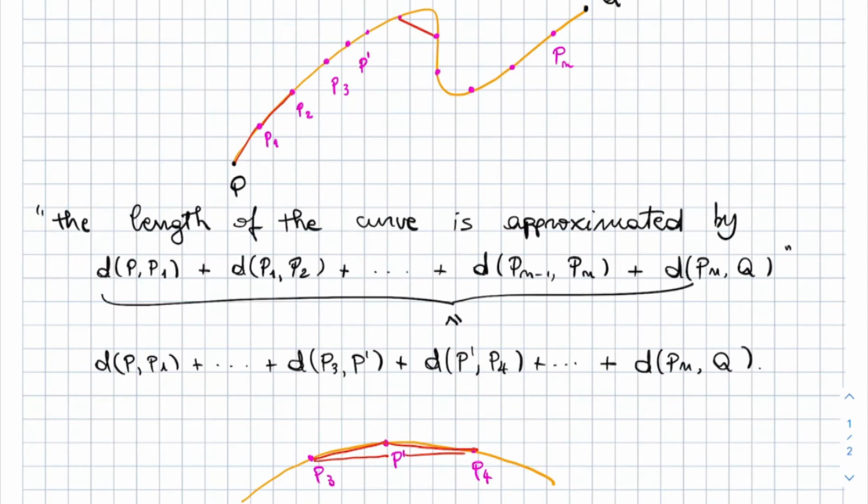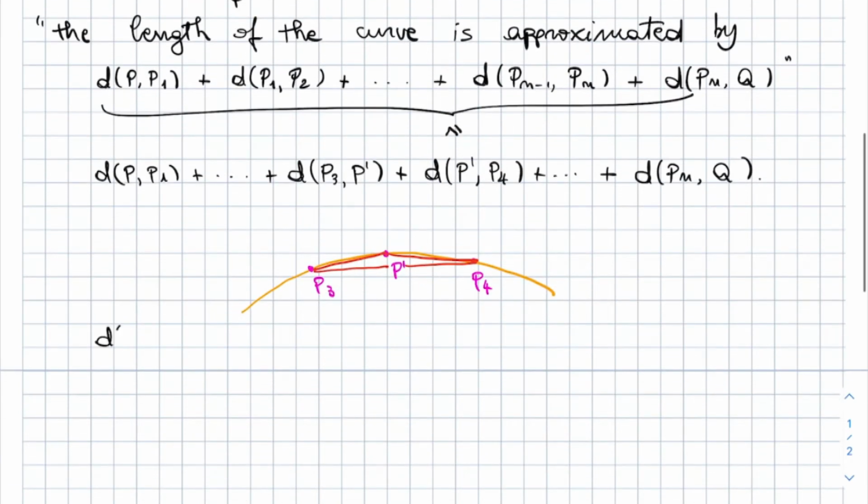we see that it is exactly the triangle inequality that tells us that the distance between P3 and P4 is smaller or equal than the distance between P3 and P prime plus the distance between P prime and P4, thus proving the inequality we claimed before.